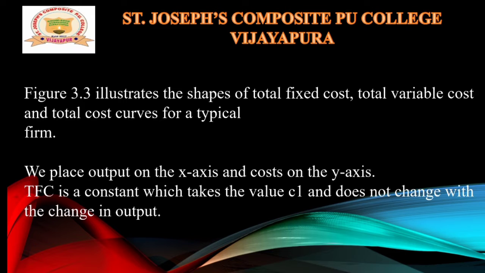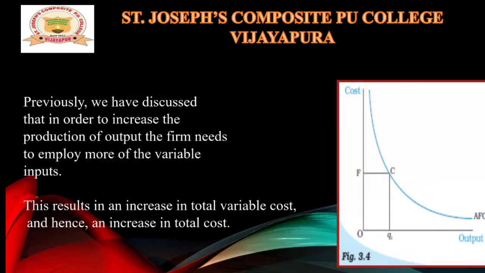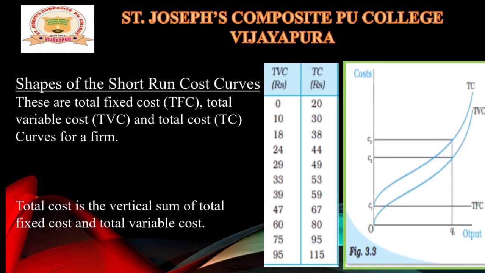Figure 3.3 illustrates the shapes of total fixed cost, total variable cost and total cost curves for a typical firm. We place output on the x-axis and cost on the y-axis, and TFC is a constant which takes the value C1 and does not change with the change in output. Then we look at that diagram right now. According to that diagram, we can see the shapes of TC, TVC as well as TFC, in figure 3.3 on the right side.